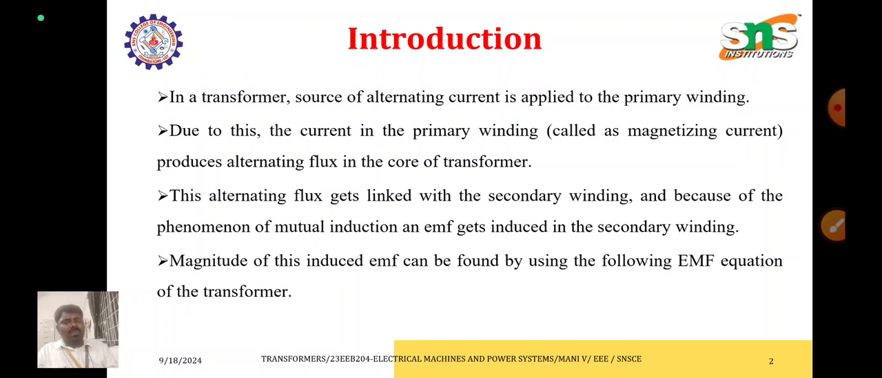When the primary winding is connected with the source, while supplying the alternating current, the primary winding is getting energized. During this energization, it produces magnetic flux in the core of the transformer. Because the flux is produced by the alternating current, the produced flux is also an alternating flux. The flux also alternates with respect to time. The produced flux will be linking with the secondary winding through the transformer core.